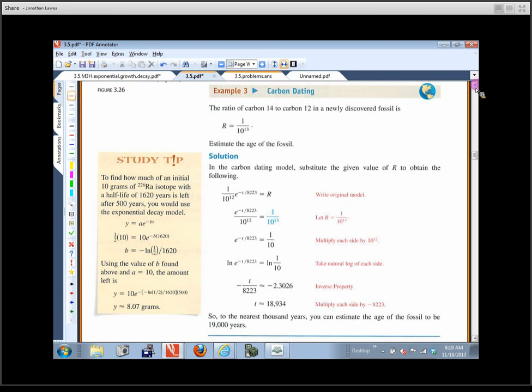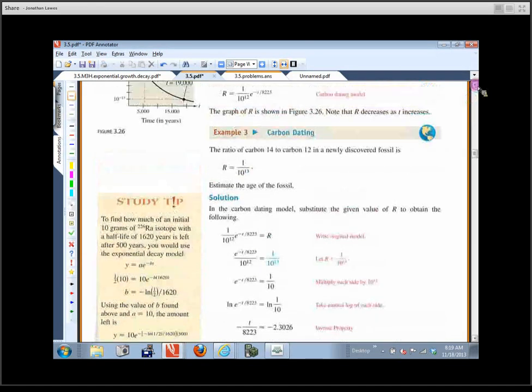So would it ever completely disappear? It would take a long, long time for that last little tiny atom to disappear. So that's the idea. It follows an exponential decay model. It starts like this, and then just goes down and down and down, hits that horizontal asymptote. So they run through this problem, and they show you how you can find how old something is.